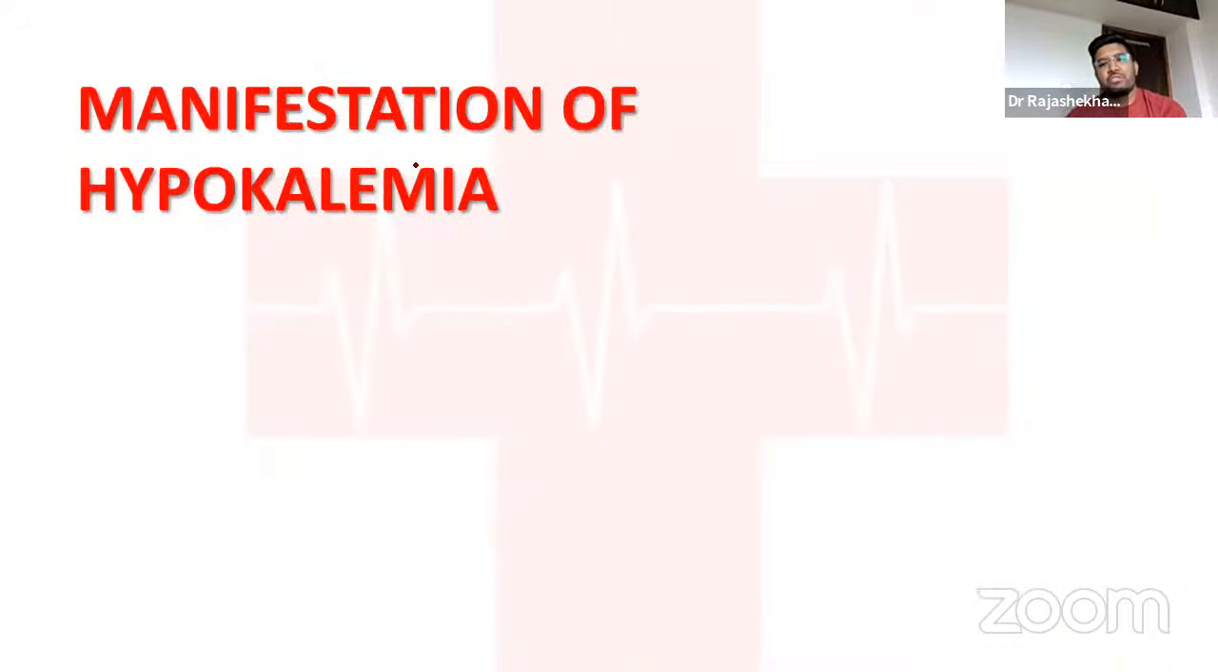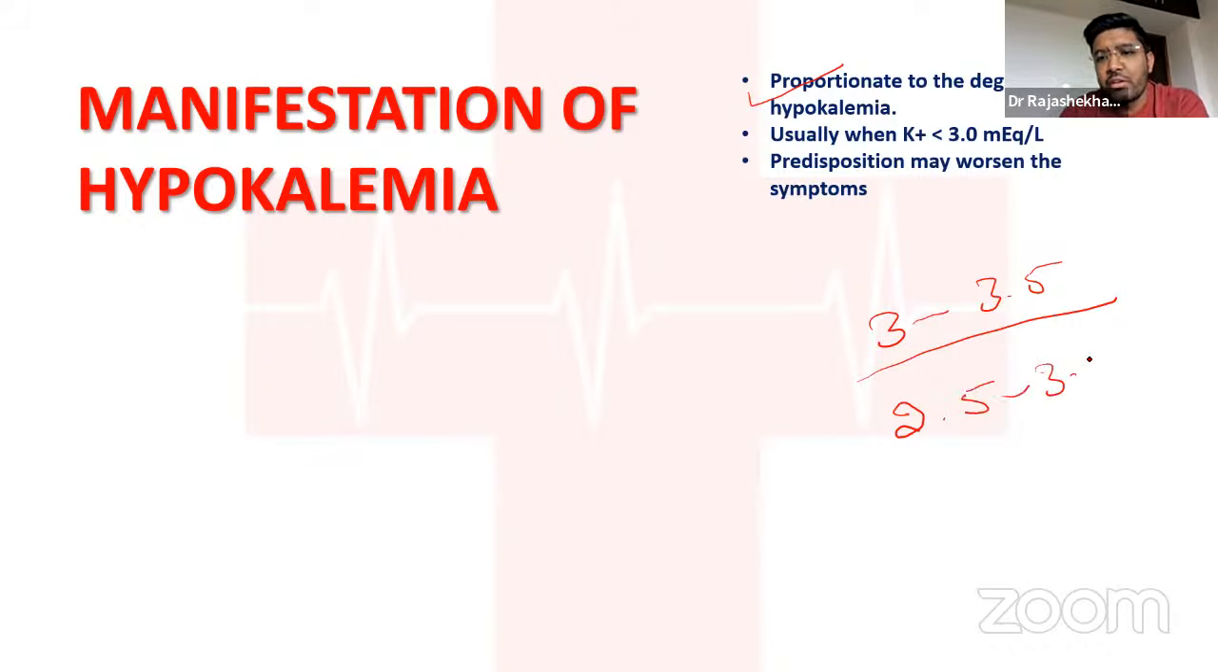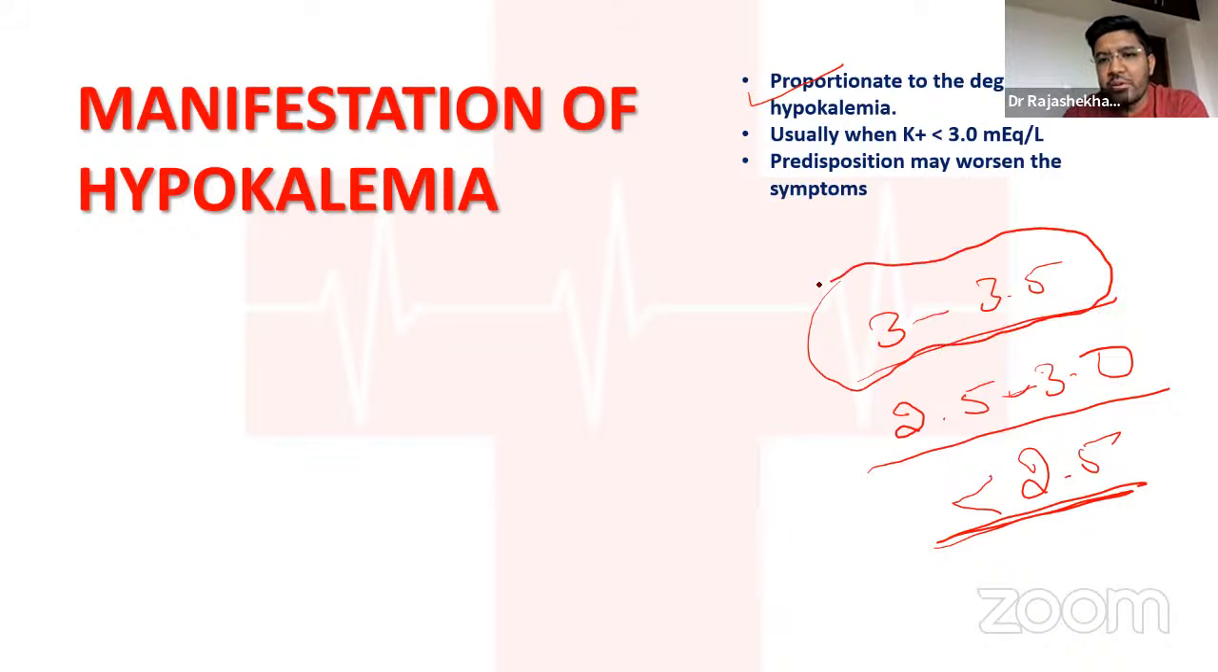So what are the manifestations of hypokalemia in your patient? This is directly proportional to the degree of hypokalemia. If the patient has mild hypokalemia, between 3 to 3.5, there may not be any symptoms. Symptoms usually appear in moderate or severe. Moderate is 2.5 to 3, and anything less than 2.5 is severe hypokalemia.